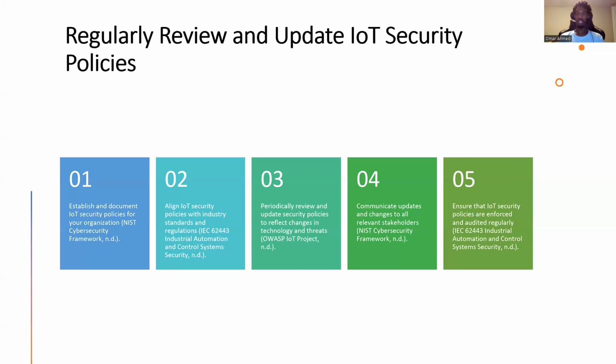Align your Internet of Things security policies with industry standards and regulations, ensuring compliance and consistency with best practices. Periodically review and update security policies to reflect changes in technology and threats, adapting your organization's approach to Internet of Things security as needed. Communicate updates and changes to all relevant stakeholders, ensuring that employees, partners, and vendors are aware of and adhere to current policies. And lastly, ensure that Internet of Things policies are enforced and audited regularly, maintaining your accountability and effectiveness within your organization.